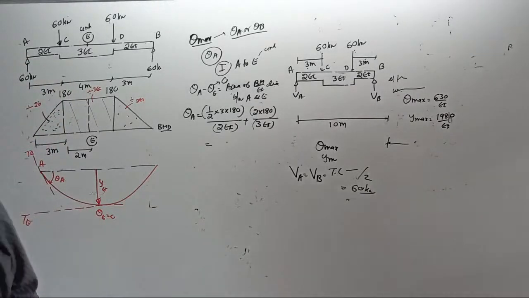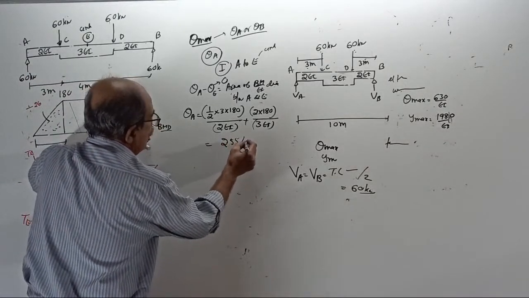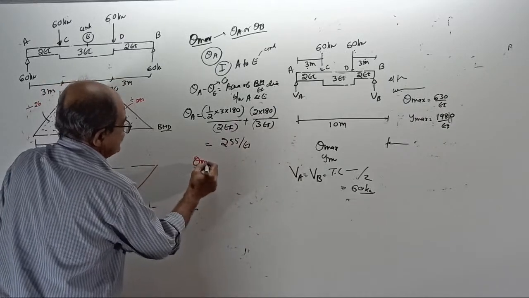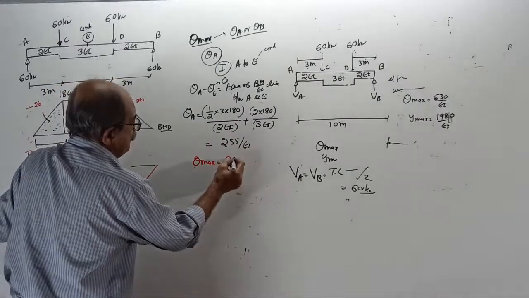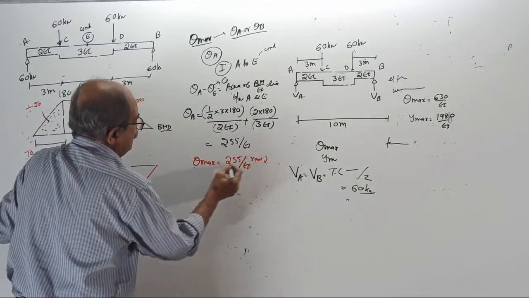255 by EI. Over. Therefore, theta max equals 255 by EI radian, clockwise at supports.